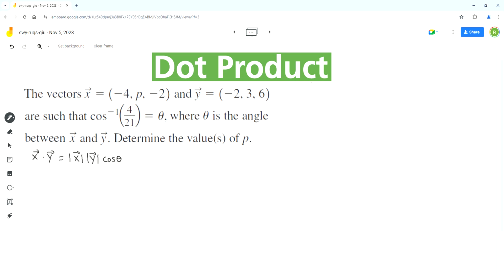We are given that the inverse of cos of 4 over 21 is equal to theta. So we can move the cos to the right side of this equation to find cos theta. Cos theta is equal to 4 over 21. Next, we should find the magnitudes of vectors x and y.